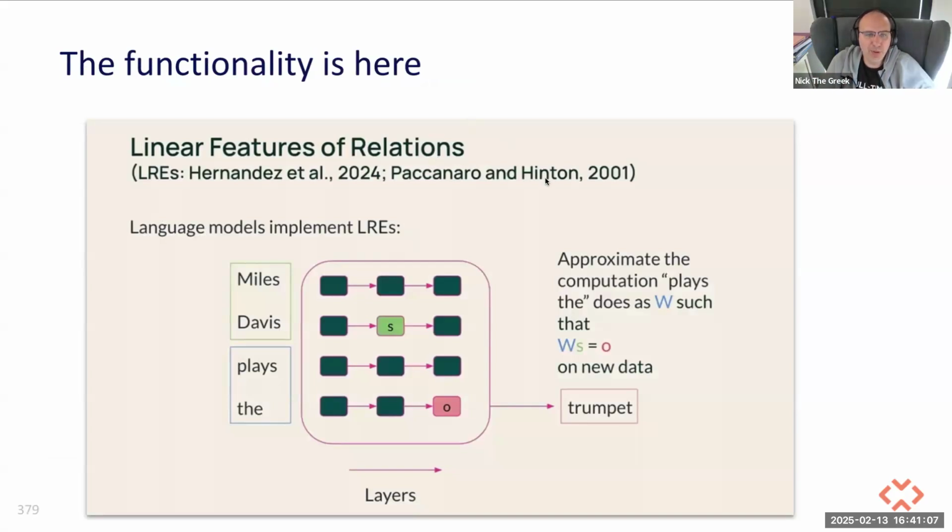This is an old paper from 2001, where Hinton and Paccanaro had actually observed this thing. But it turns out that you still need to do some pre-processing to your data and make sure that you have enough co-occurrences of the relations that you want to maintain.